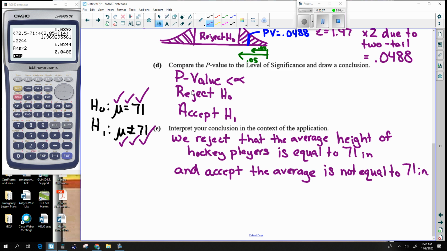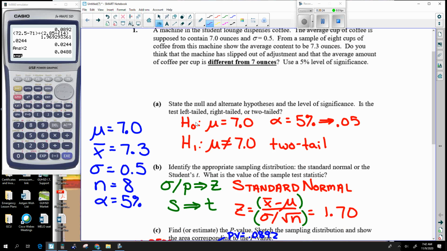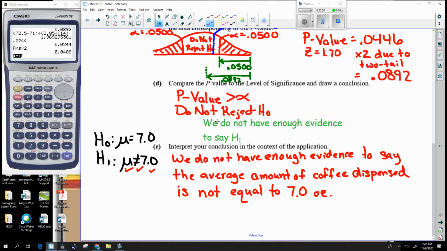So again, that's how you say reject H naught, accept H1. You literally just say reject average is equal to 71, accept average is not equal to 71, or whatever your null and alternate hypotheses are. When you have that problem where you do not reject H naught, you say we do not have enough evidence to say H1, and again, you just say the average is not equal to 71. So it's just interpreting symbols. Don't put your own words in there.